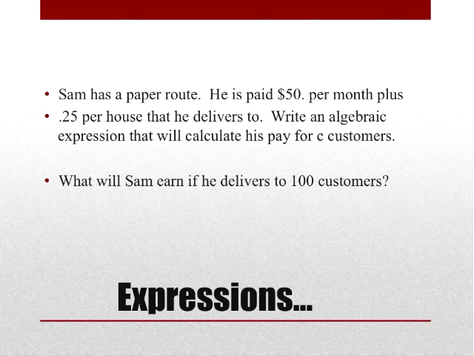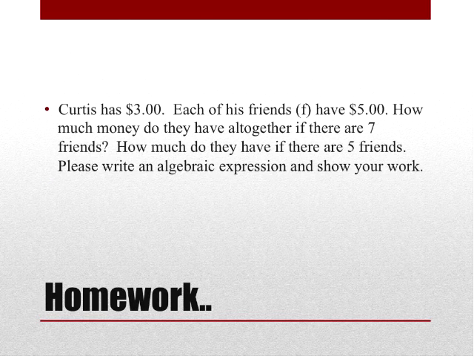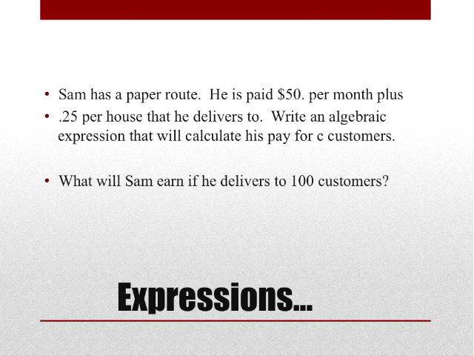Okay. So Sam has a paper route. He's paid $50 per month plus 25 cents per house that he delivers to. Write an algebraic expression that will calculate his pay for C customers. Well, we know that the 50 is always there. He's going to get 50 bucks even if he delivers no papers. But we have to add 0.25, which is how we express 25 cents, times the number of customers. All right? And that will give you his paycheck.